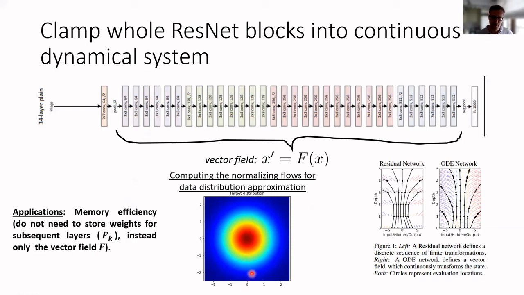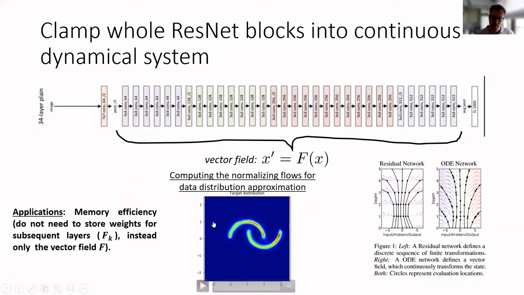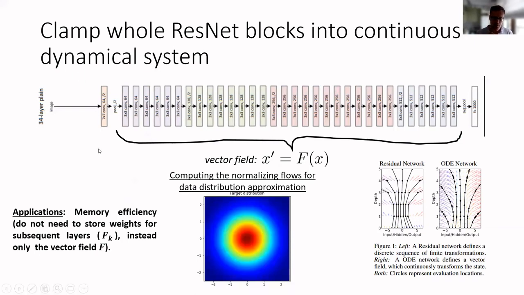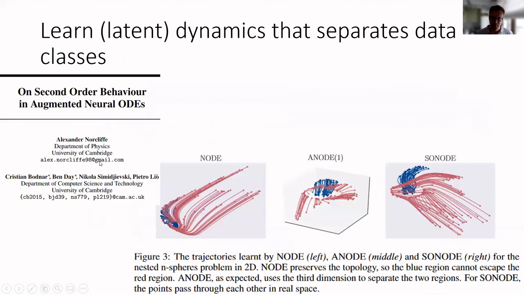And then another application, unfortunately, this video doesn't. Okay, another application: this can also be used for computing data distributions, using the so-called normalizing flows approach. So there are many more applications. You can even approximate data distributions using that. Which makes it so interesting.